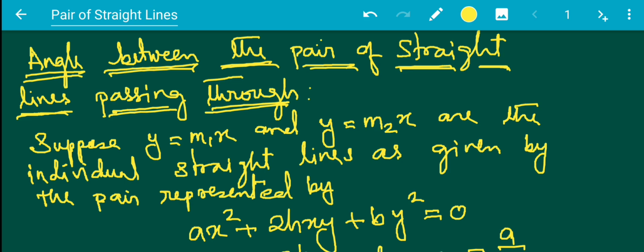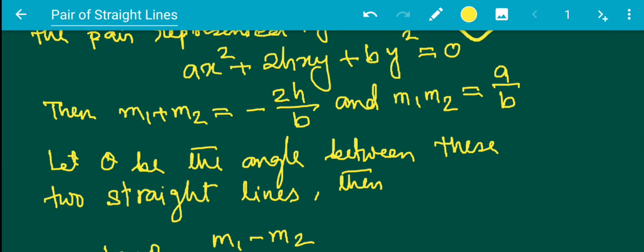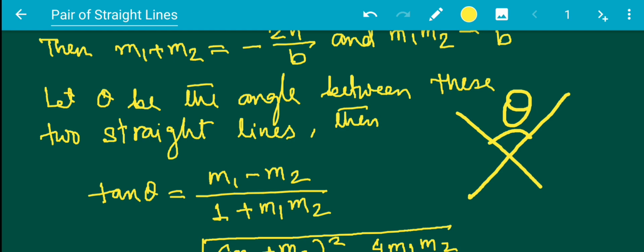Now come to the angle between the pair of straight lines passing through the origin. Suppose y equal to m1x and y equal to m2x are the individual equations of the pair of straight lines. Okay, so we know m1 plus m2 is equal to minus twice h by b and m1 m2 is equal to a by b. So let theta be the angle between the pair of straight lines. Then we know the formula for finding the angle between two straight lines, that is tan theta is equal to m1 minus m2 divided by 1 plus m1 m2.